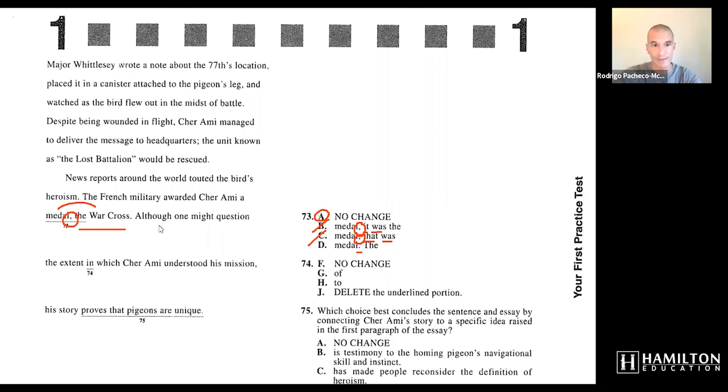The problem with D, we get a period, and that's okay. Simply after this independent clause, we can end the sentence there. The French military awarded Cher-Ami a medal. We could just place a period there. The problem is that what follows is not a sentence. That's the only way in which D could work. So we're going to rule D out as well.